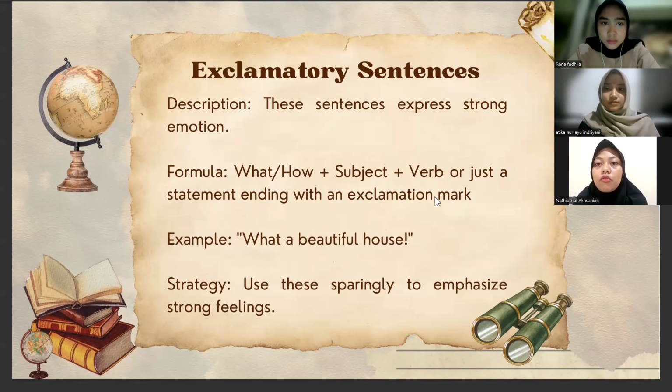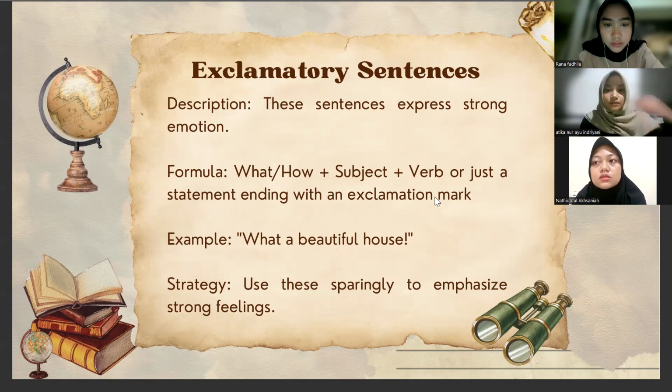Okay, number 4 of the kinds of sentence is exclamatory sentence. Exclamatory sentences express strong emotion. This is actually maybe the same as the imperative sentence, but this has exclamation marks, and the formula of exclamatory sentences is what or who plus subject plus verb, or just a statement ending with an exclamation mark.